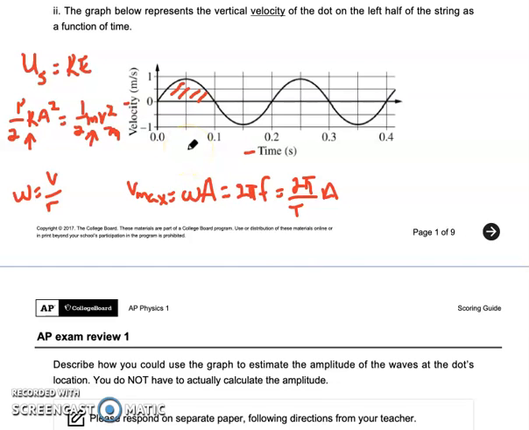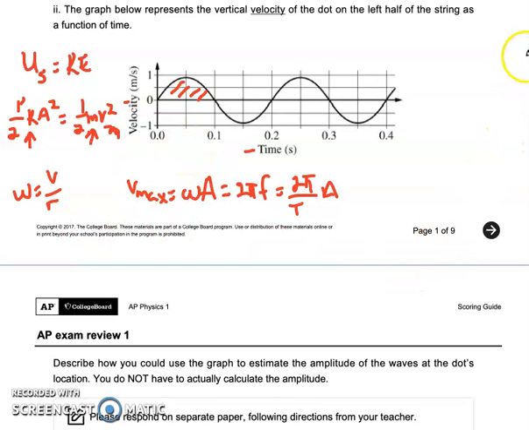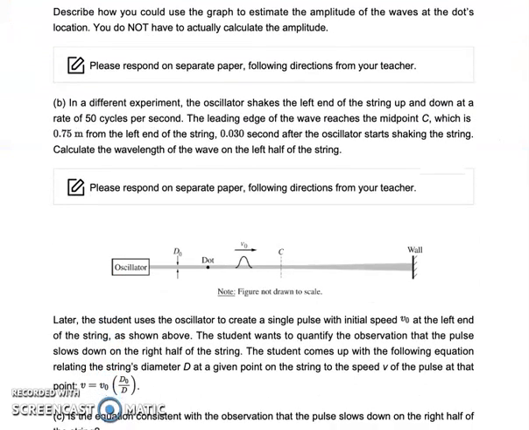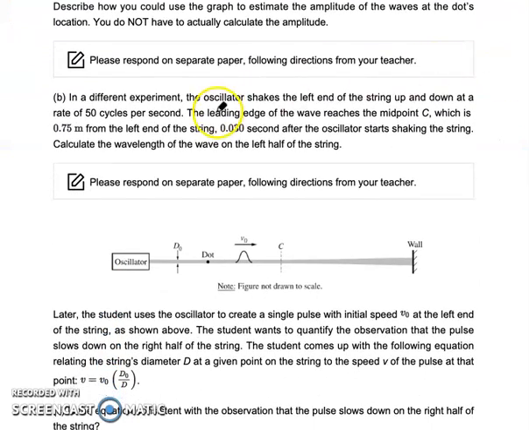Okay, so let's move on. Next problem I think is a little bit more straightforward. Now we're in part B, so we're doing a completely different problem. They give us some information and they want us to find the wavelength to the left of C.